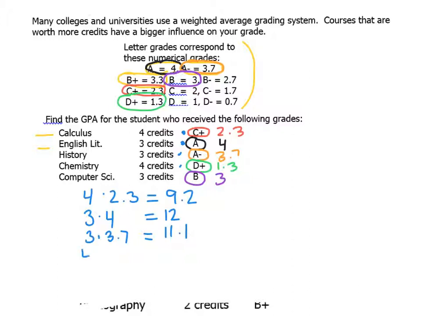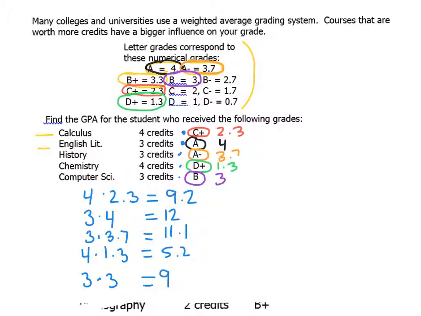We have the 4 credit class that they earned 1.3 in, so 4 times 1.3 gives us 5.2. And then the final one, a 3 credit class that they earned a 3 point in, and so they get 9 for that one.